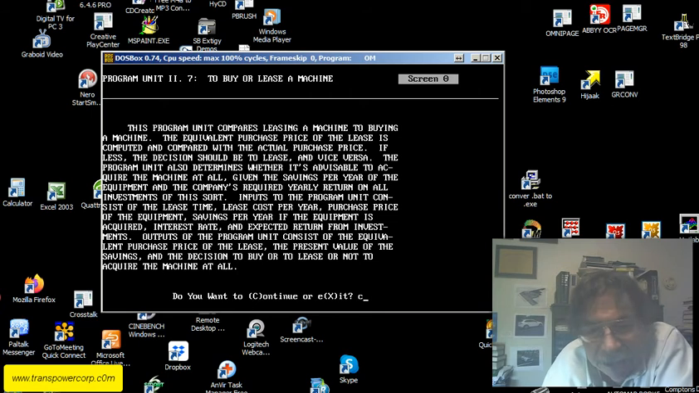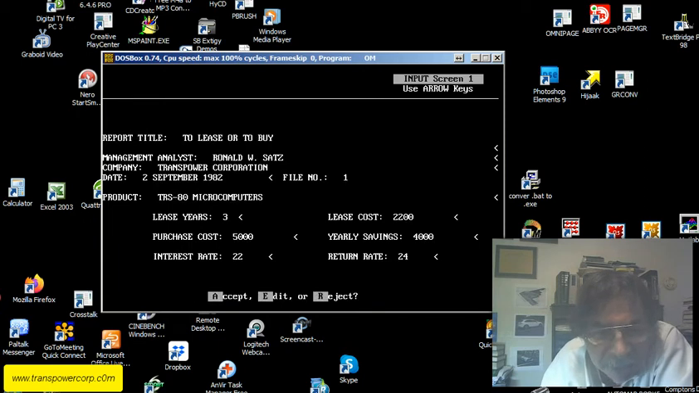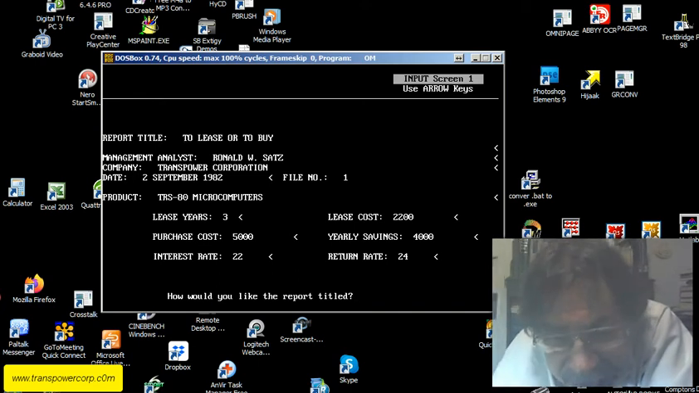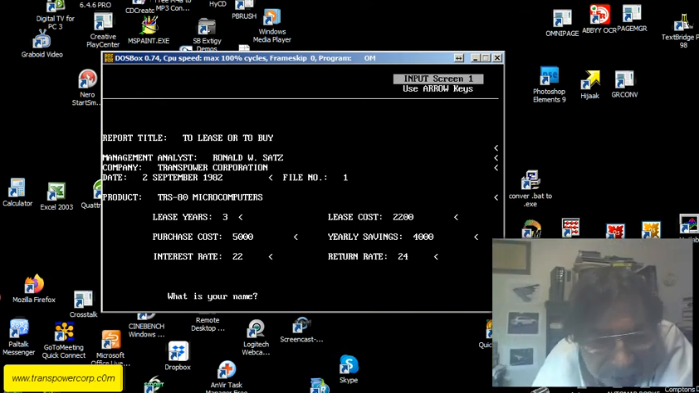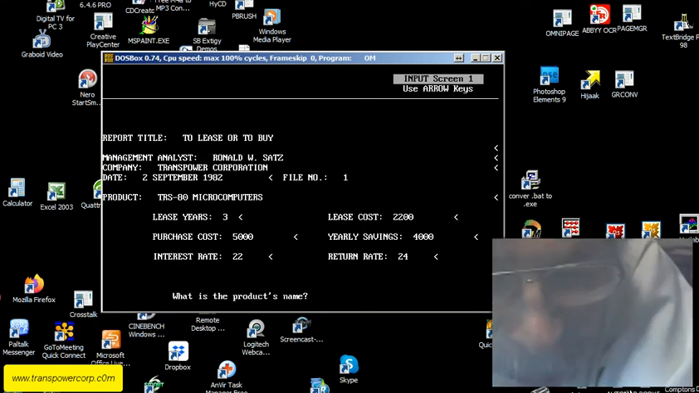Hit C to continue here. We'll load in file 1. Most of our sample files are on 1. Hit E to edit. We'll just go through these. That's the report title. It's myself, which would be you if you're running the program. Here's the date, 2 September 1982, long time ago. And guess what? The product was TRS. It's Tandy Radio Shack 80 microcomputers. So they were pretty hot way back then.